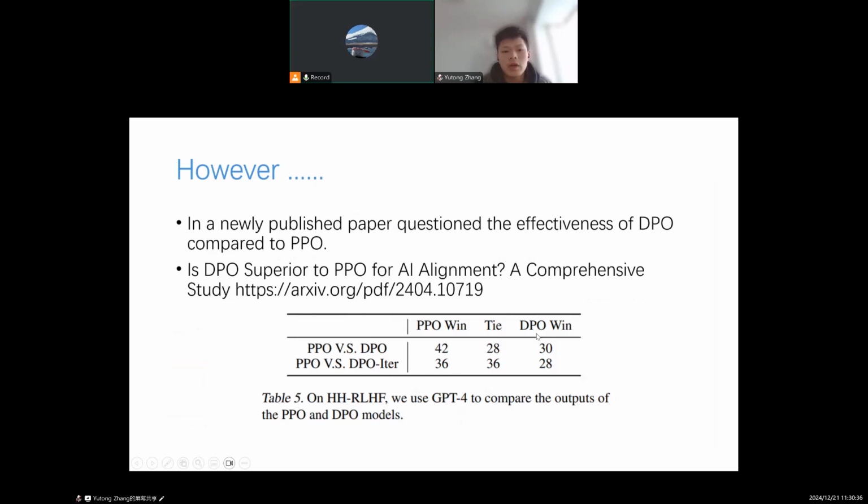However, a newly published paper questioned the effectiveness of the direct preference optimization algorithm compared to RLHF. It is called "Is DPO Superior to PPO for LLM Alignment? A Comprehensive Study." It shows that PPO performs better in some scenarios. However, we can do something to improve the performance of the direct preference optimization algorithm.